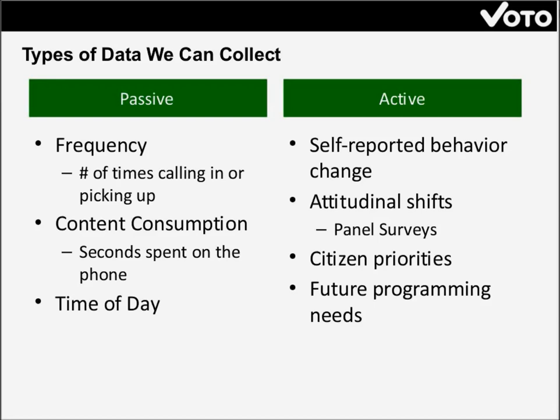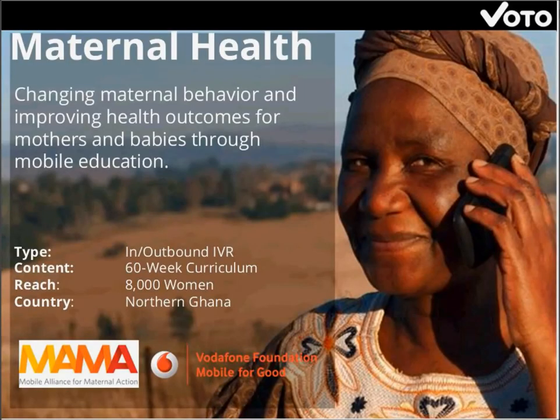So I'm going to shift gears now that I've done a bit of background and dive into a little case study of a project we did that we're very proud of. And this was a VOTO-led project. Basically, what we did was take the Mobile Alliance for Maternal Action content. MAMA created a curriculum for pregnant women, and we translated it into about four or five different local languages in northern Ghana, enrolled about 8,000 women into the project, and they received timed curriculum based on their expected due date.